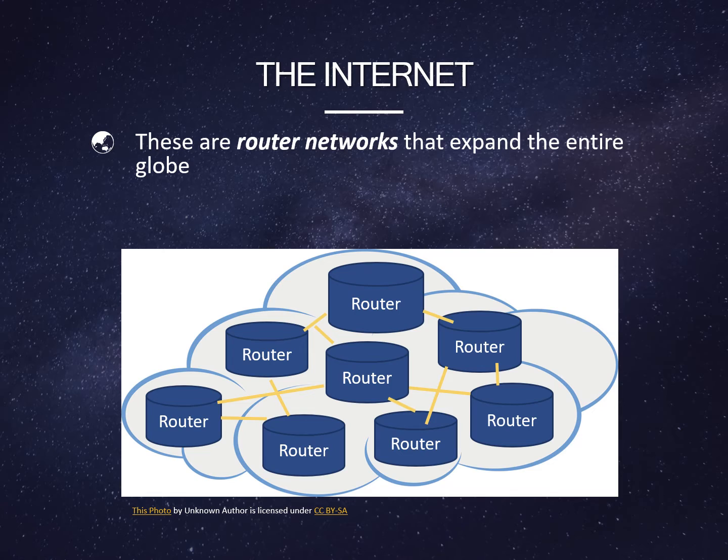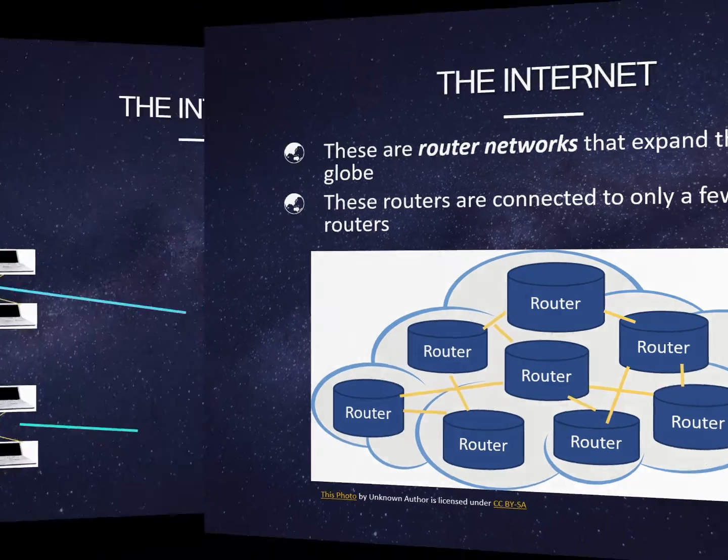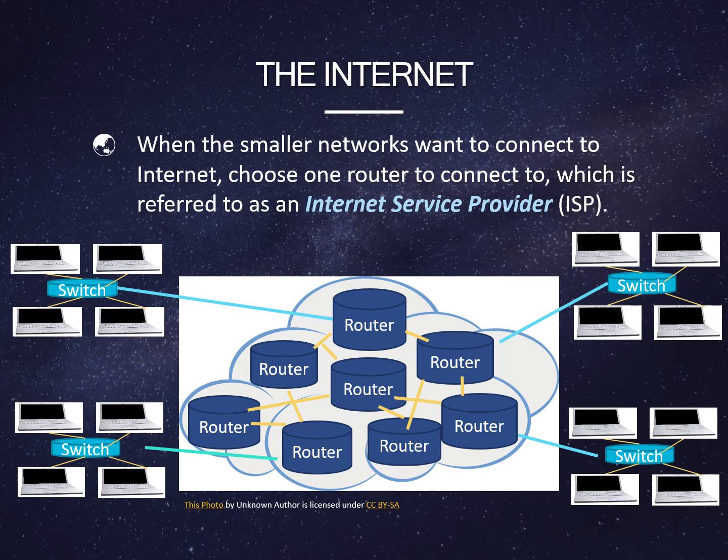These are router networks that expand the entire globe. These routers are connected to only a few other routers. So all these routers do not have to talk to each other. They just have to talk to a few. When the smaller networks want to connect to the internet, they choose one router to connect to, which is referred to as the Internet Service Provider, or ISP.